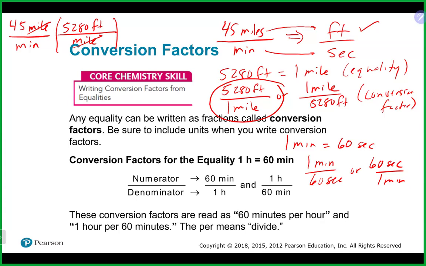You should visually see what you should do, and setting it up like this allows you. I could clearly see, right, I need to get rid of minutes, and I could clearly see my minutes are on the bottom, right? So going opposite to get rid of it, I need minutes up on top, which pretty much eliminates any question of what conversion factor I should use, because that's the only one that has minutes on top, right? So I'm going to put my minutes up there on top. I'm going to put my seconds on the bottom. My minutes will cancel. And now I am left with feet on top and seconds on the bottom, which is exactly really what I'm looking for.